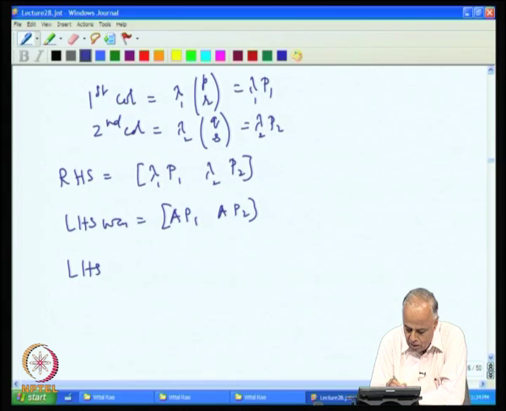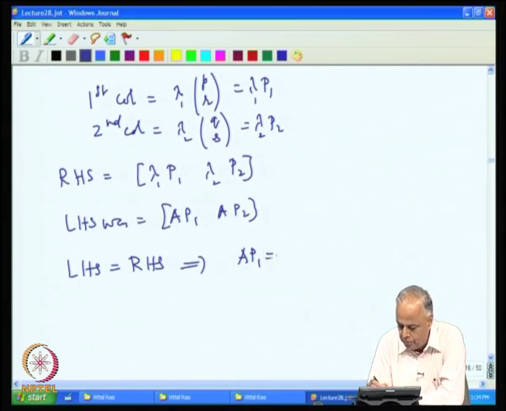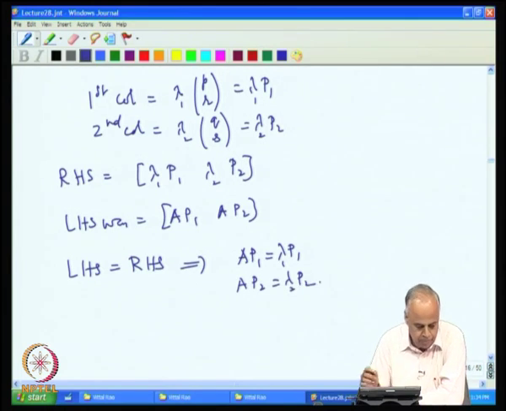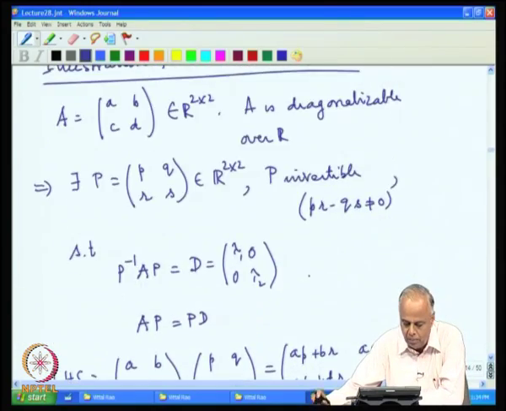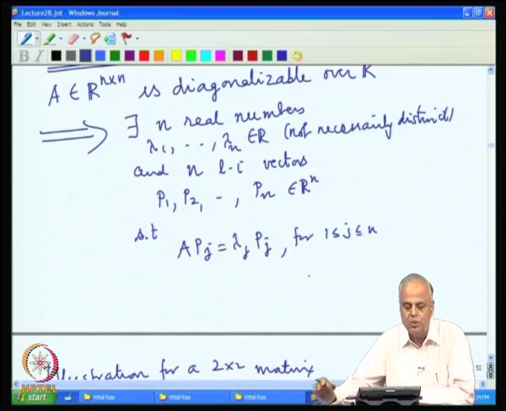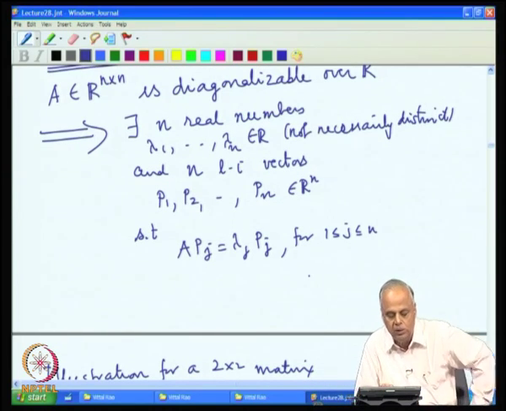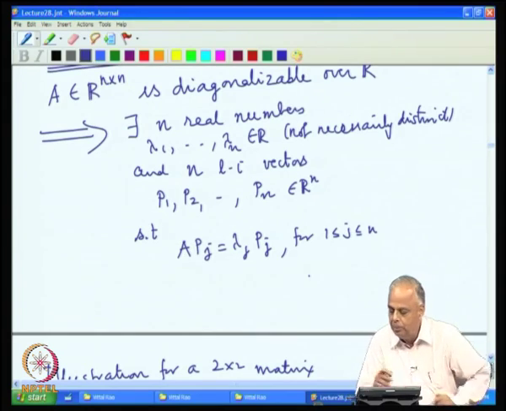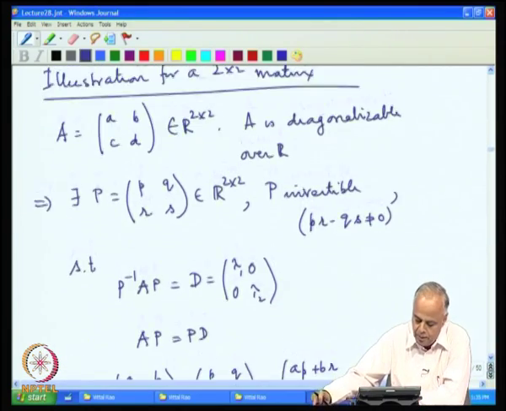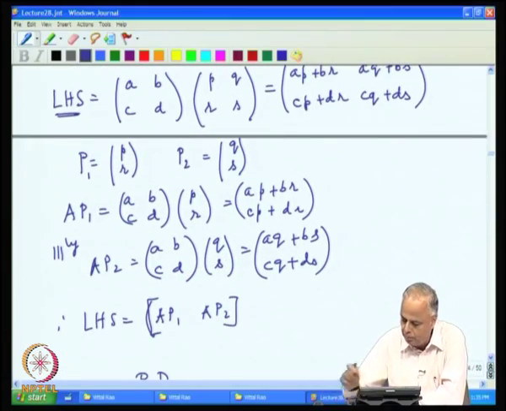So, LHS equal to RHS gives us the corresponding columns are equal. So, AP1 equal to lambda 1 P1, AP2 equal to lambda 2 P2. Now, this is what we looked at in the general case. In the n by n matrix case, it is not just one lambda 1 and lambda 2 and P1 and P2. We get lambda 1, lambda 2, up to lambda n real numbers, and P1, P2, up to Pn vectors such that APJ is equal to lambda JPJ. Let us look at even a specific example.